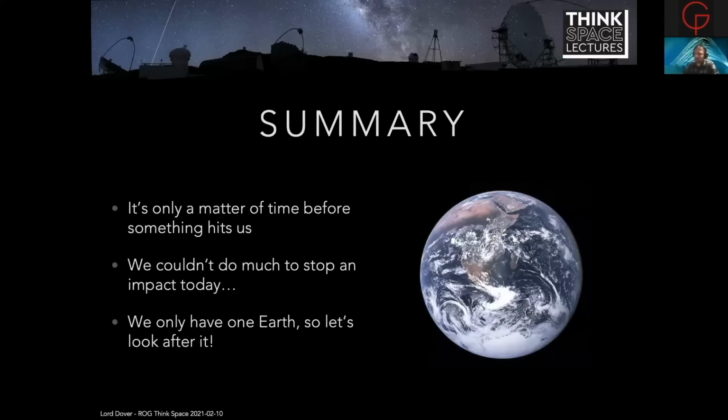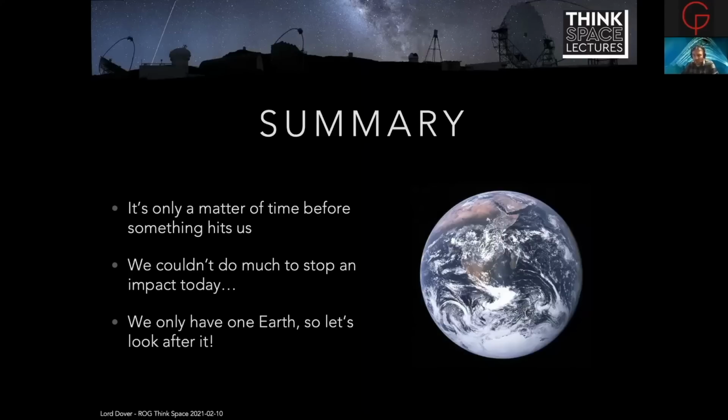And this kind of brings me to the summary. If there's only one thing that you take away from this talk, I want it to be that it is inevitable that an asteroid will hit the Earth. It's only a matter of time. It's not a matter of if, it's a matter of when. And if an asteroid was going to hit us tomorrow, there is absolutely nothing we could do about it.